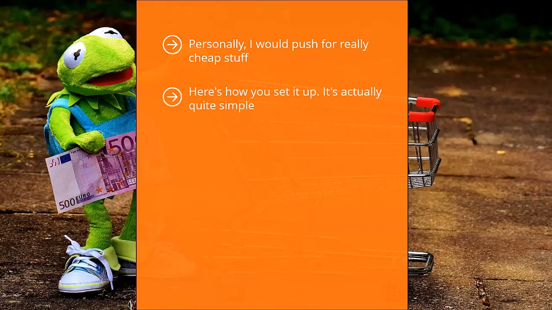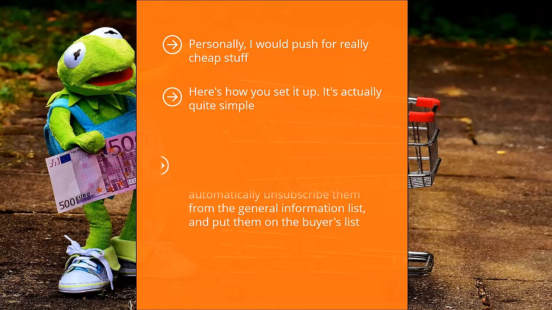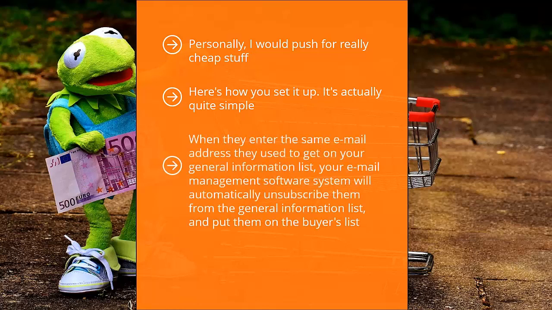Here's how you set it up. It's actually quite simple. When you send out your updates to your general information list, these updates will contain a link to your sales pitch. When people click that link, they see a purchase button. When they purchase, they are actually taken first to an email sign-up page. When they enter the same email address they used to get on your general information list, your email management software system will automatically unsubscribe them from the general information list and put them on the buyers list.